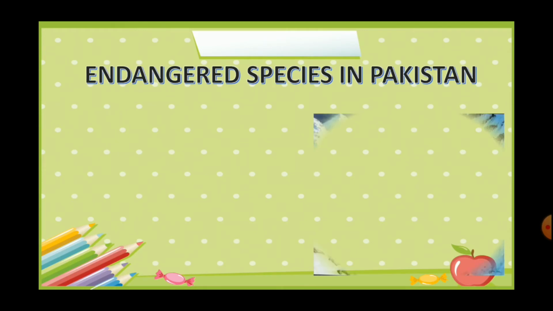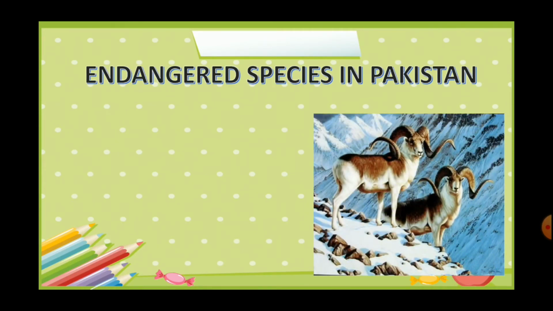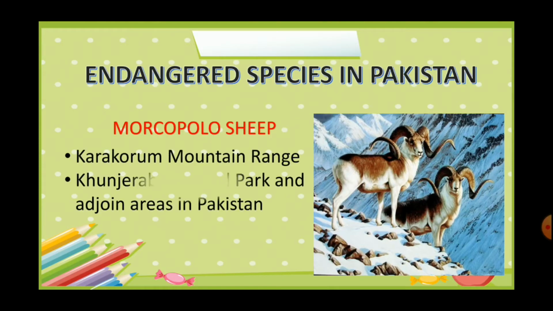Another endangered species in Pakistan is the Marco Polo sheep. The Marco Polo sheep is found in the Karakoram mountain range and in the Khunjerab National Park and adjoining areas in Pakistan, and their number is also decreasing very rapidly.